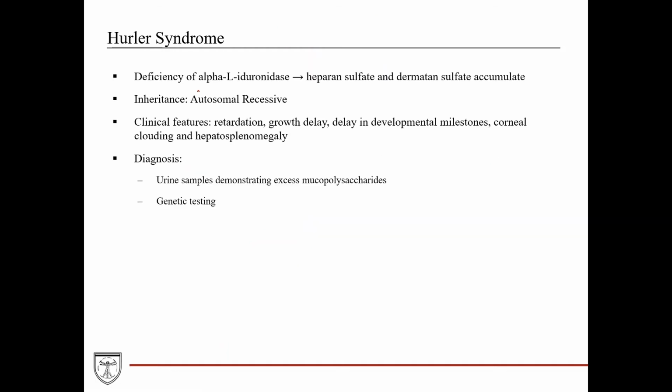So Hurler syndrome, this is due to a deficiency of an enzyme known as alpha-L iduronidase, which is responsible for helping break down heparan sulfate and dermatan sulfate. So since you have a deficiency of this enzyme, you have a buildup of heparan sulfate and dermatan sulfate. And so this causes chronic damage and inflammation and impacts certain tissues. The inheritance for this is autosomal recessive, so they need 2 copies of the recessive allele.